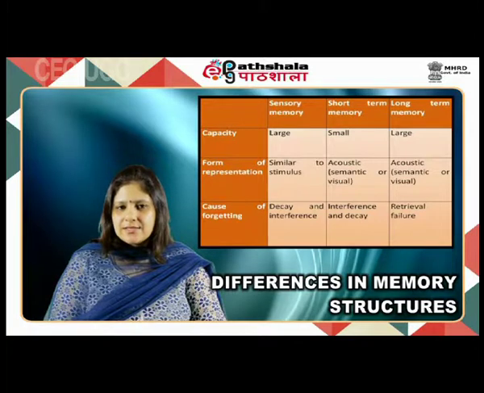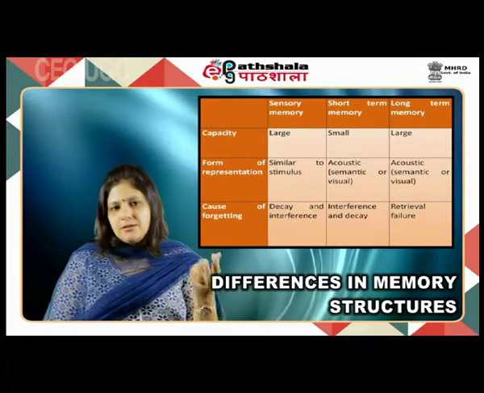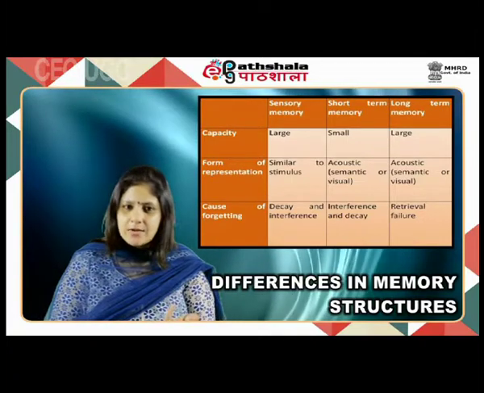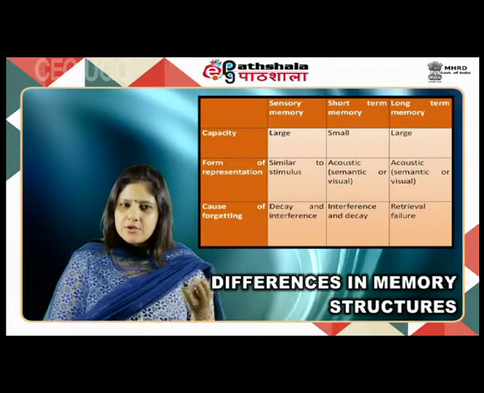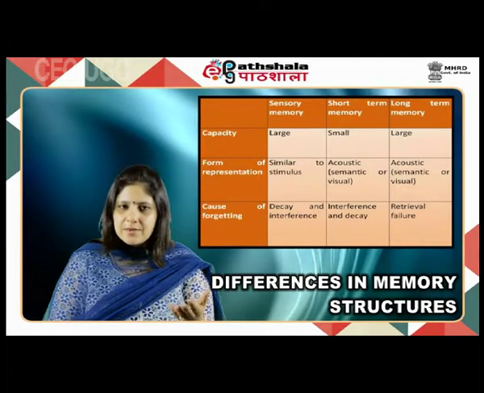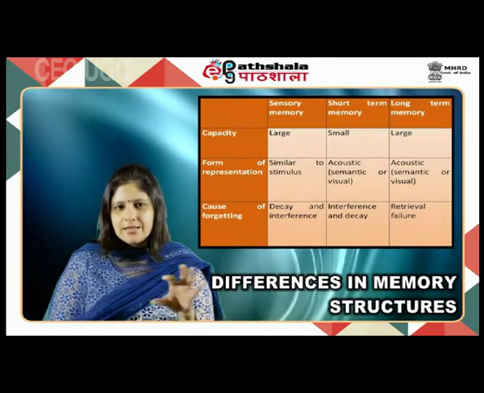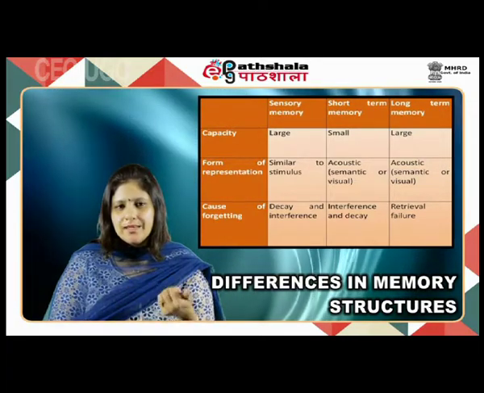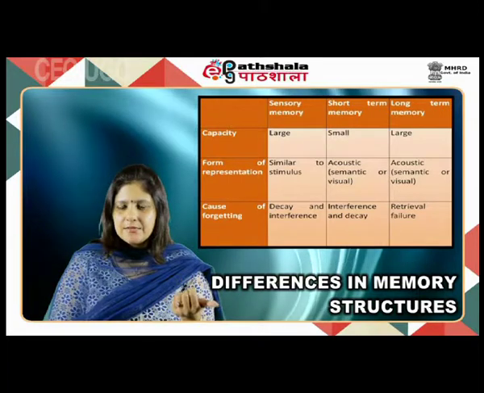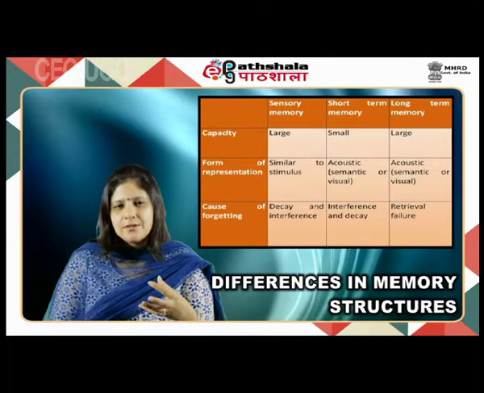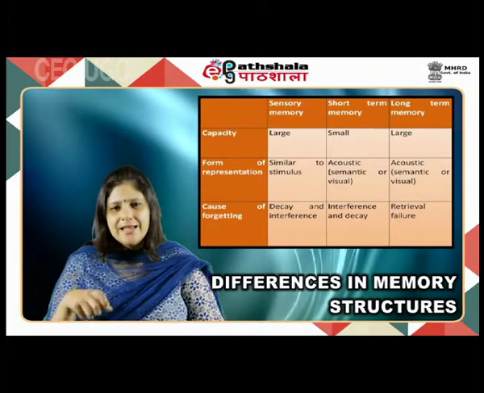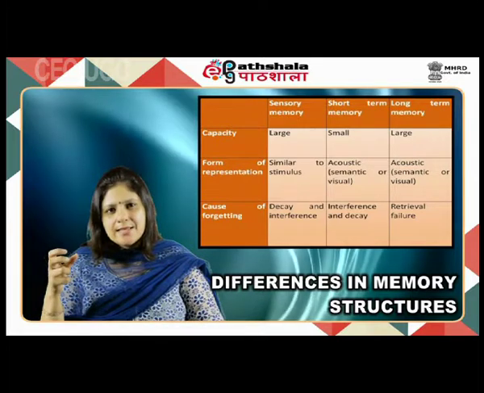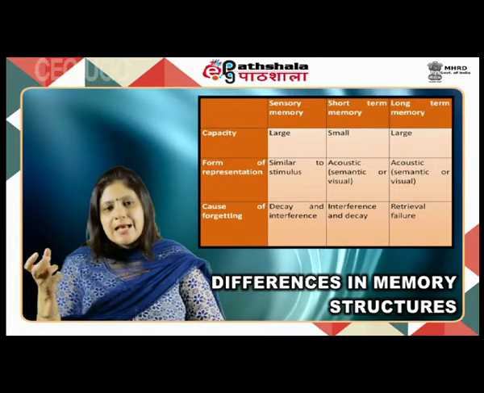Differences in memory structures. Till now you have understood what the different types of memory are. We have covered long-term memory in this module, but in the previous modules there was short-term memory and sensory memory. So let's try to understand the difference between all three in terms of their capacities. Sensory memory has a large capacity, whereas short-term memory has a very small capacity. And if you switch over to long-term memory, as we have discussed, it has a huge capacity, it's unlimited.